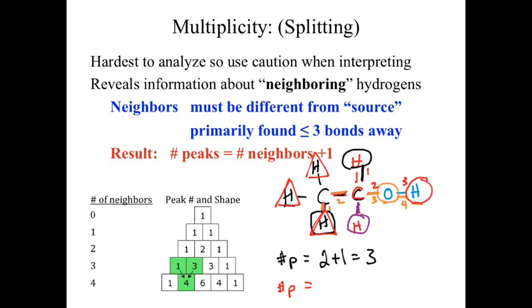That means any hydrogen bound to those atoms cannot act as a neighbor, okay? Even if it's within that 3-bond rule. So what ends up happening for our red hydrogens is they only see 3 hydrogen neighbors plus 1 gives us 4 peaks. How many peaks do we get for our blue hydrogen? Okay, well, as we just said, it can't see any neighbors. So it has 0 neighbors plus 1, we expect 1 peak.